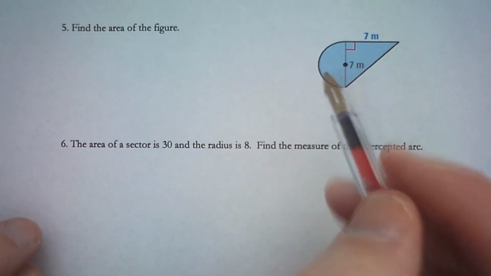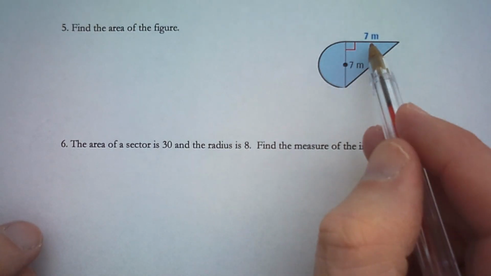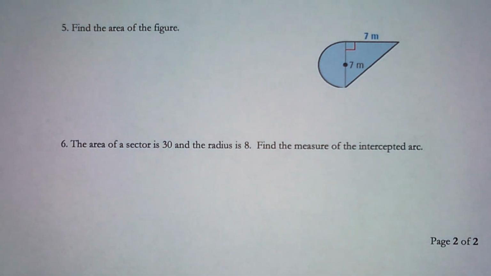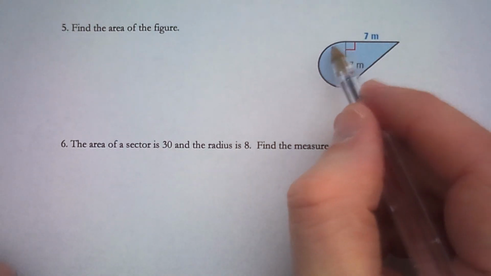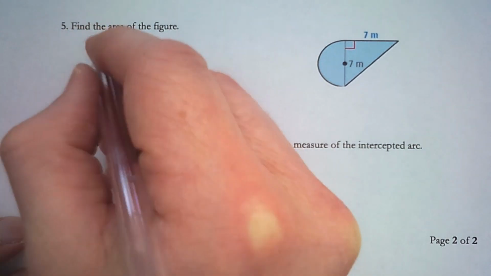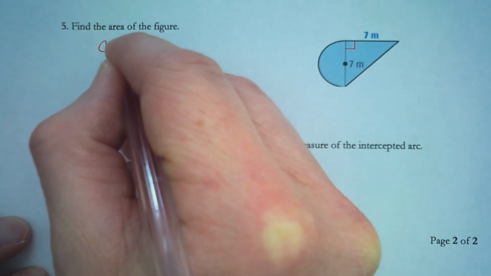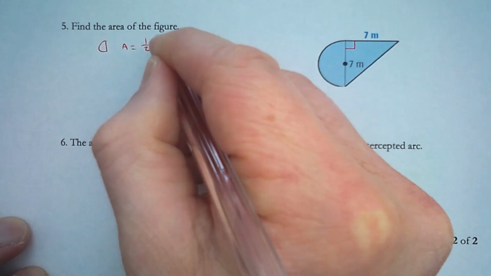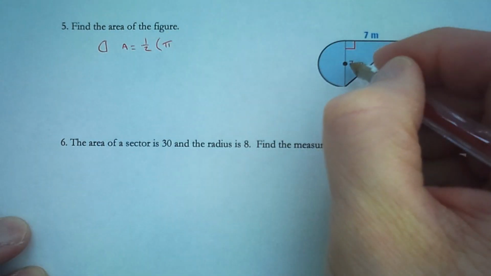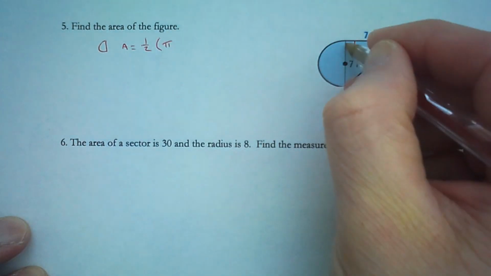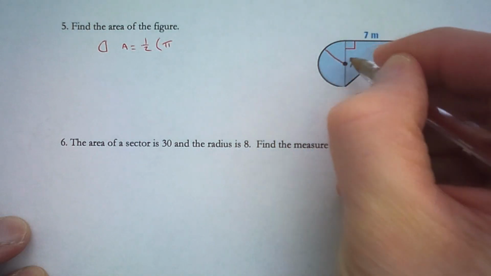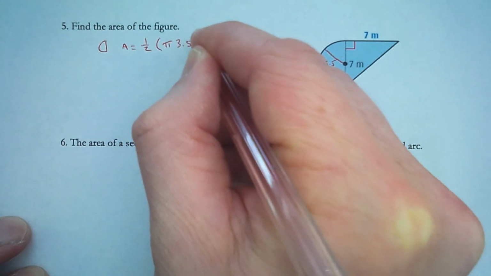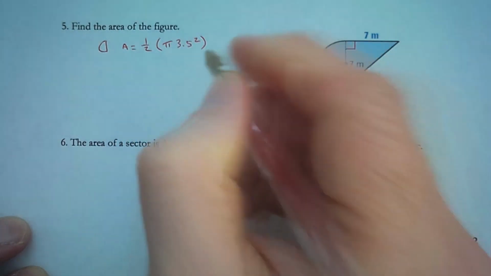So next we're going to find the area of this figure here with a semicircle and a triangle put together. So we'll find each individual area and then we will add those together. So first let's do this semicircle. So we have a semicircle whose area is half the area of a circle. So it's half of pi times the radius squared. Okay, so now I have a diameter here of 7, which means the radius is 3.5. So it's pi times 3.5 squared.